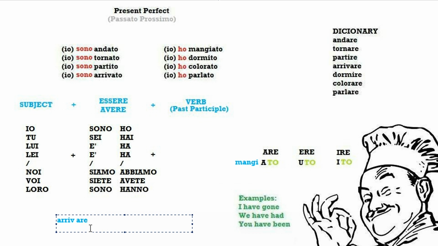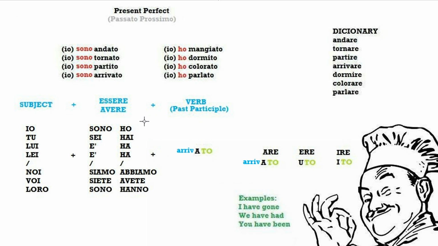We realized that it's an are type verb, so what we do is we basically pick the stem and we bring it all the way over here. Why here and not there? Because it's an are type verb. First thing. Second thing, we pick the past participle of the verb to arrive, and we place it over here.